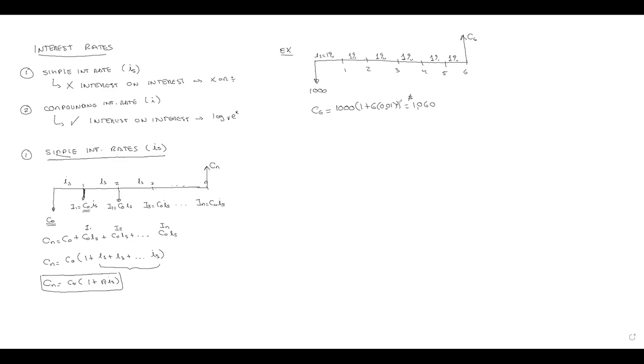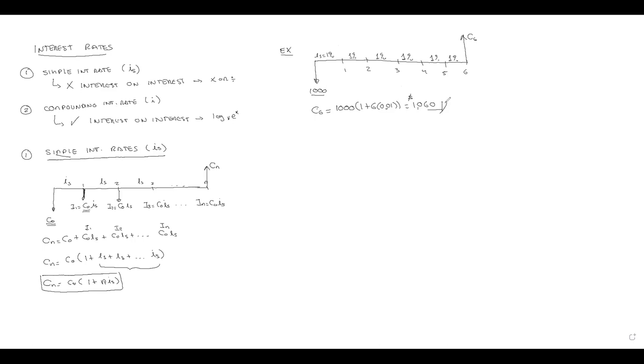So if you have $1,000 today and you deposit your $1,000 at a simple interest rate that is equal to 1% per period, after 6 periods or 6 months, if you imagine, you're going to get $1,060. Okay, so take this as a saving account at a simple interest rate.